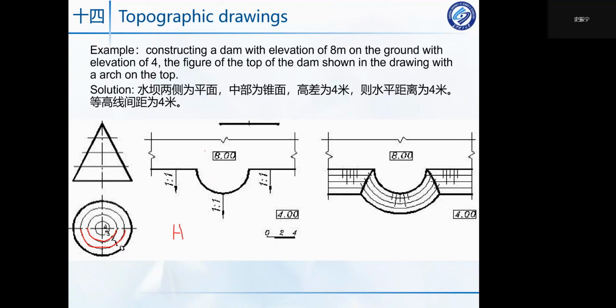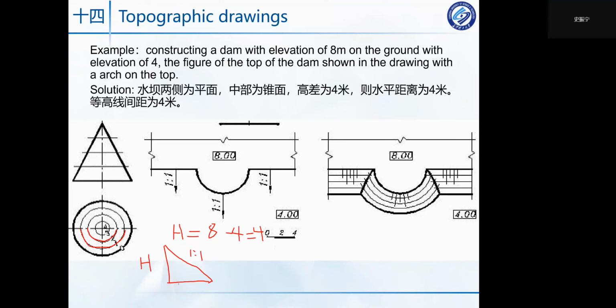So at the first one, you can see the top of this dam is 8, and then the bottom of this dam is 4. So what is h? Yes, h is equal to 8 minus 4, which is equal to 4. Okay, so now we know the difference of the elevation, and you can see the slope is 1 to 1.